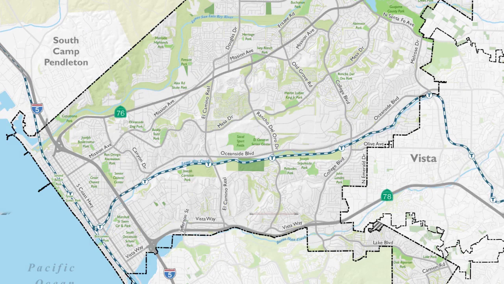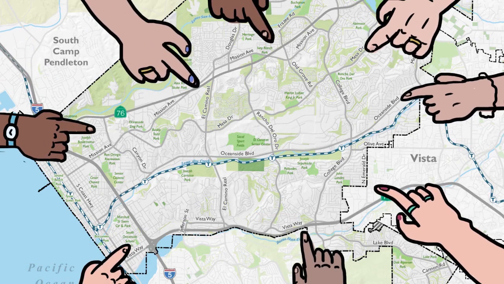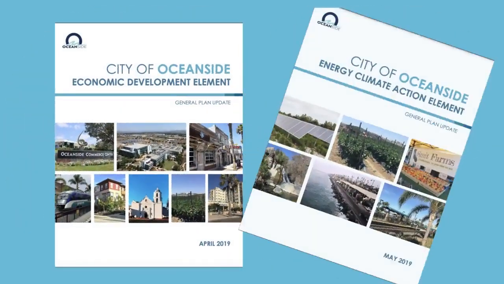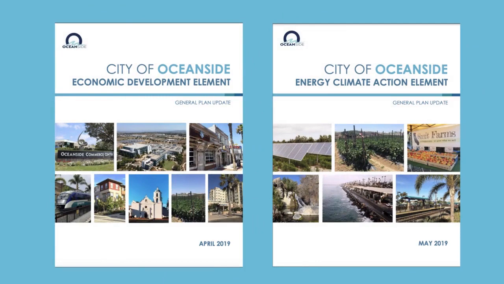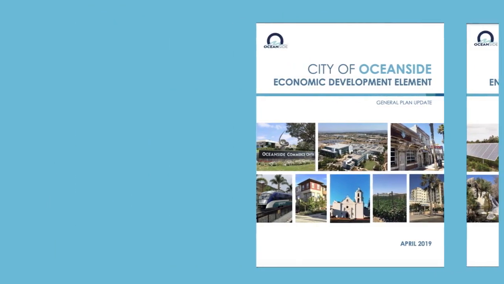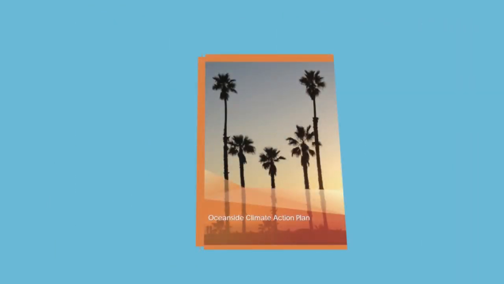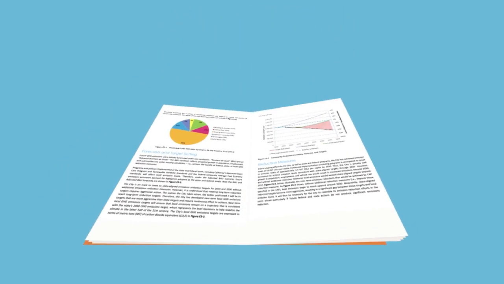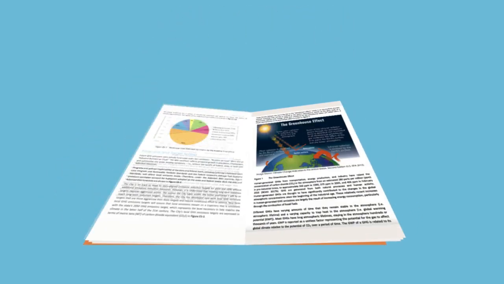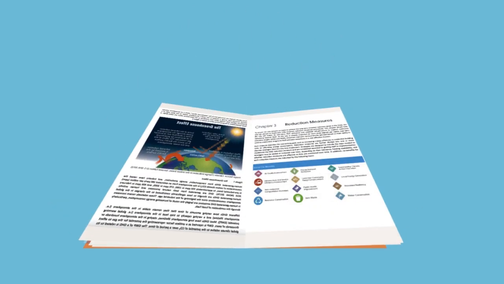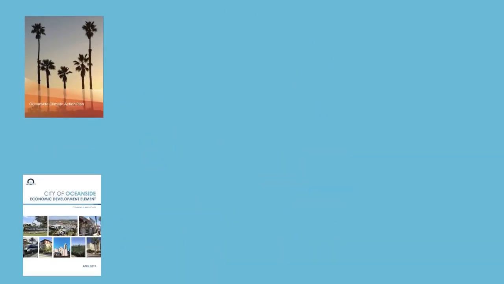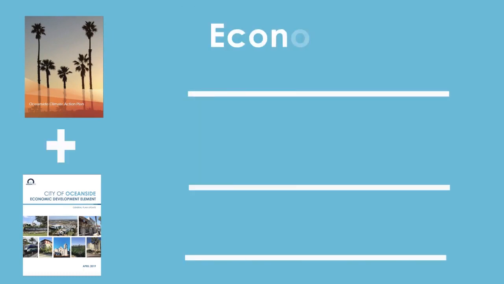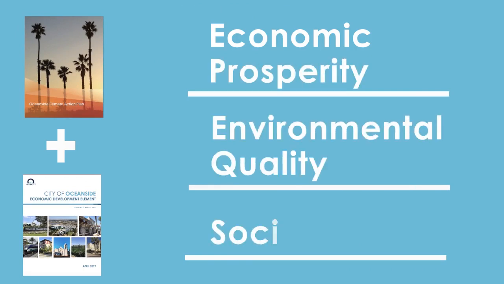In 2016, the City of Oceanside initiated the first phase of a comprehensive general plan update, introducing two new general plan elements addressing economic development and energy and climate action. In this first phase, adopted by the City Council in May of 2019, the city also prepared its first climate action plan, which outlines a broad range of measures intended to reduce local greenhouse gas emissions in a manner consistent with state goals. The economic development element and the energy and climate action element work together to promote the triple bottom line of economic prosperity, environmental quality, and social equity.